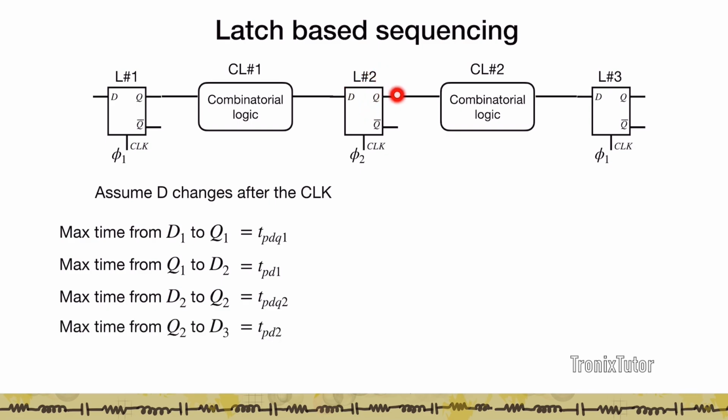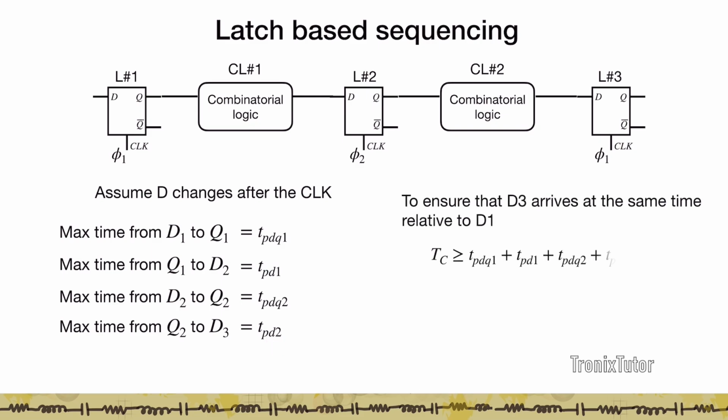And similarly, once Q2 is ready, it's going to take another propagation delay to get you to D3. So you have the maximum time from Q2 to D3 to be TPD2. Now we need to ensure that D3 arrives at the same time relative to D1. We don't want D3 to arrive right when the clock is rising or when the clock is falling. So to ensure that the sequencing works, we try to figure out the delay between D and phi 1 to be roughly the same as it crosses all phi 1 latches.